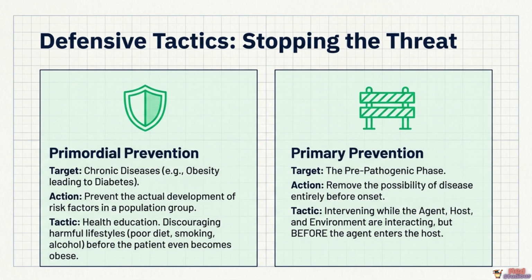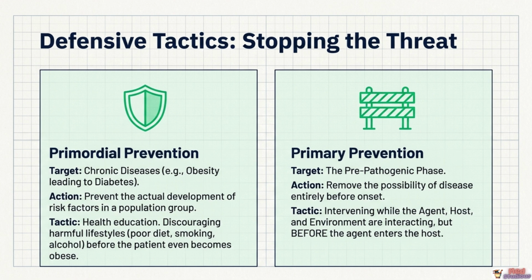Primary prevention operates at the pre-pathogenic phase, after risk factors exist, but before the causative agent has successfully entered and established itself in the host. The action of primary prevention is to remove the possibility of disease entirely before onset by intervening in the agent-host environment interaction.